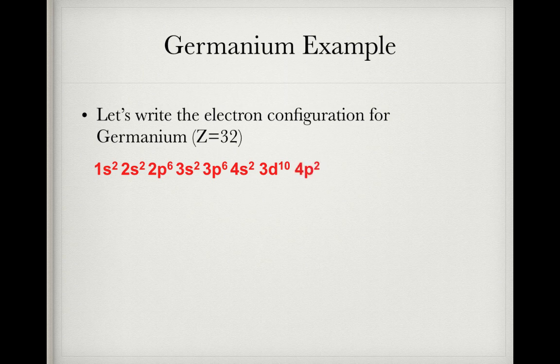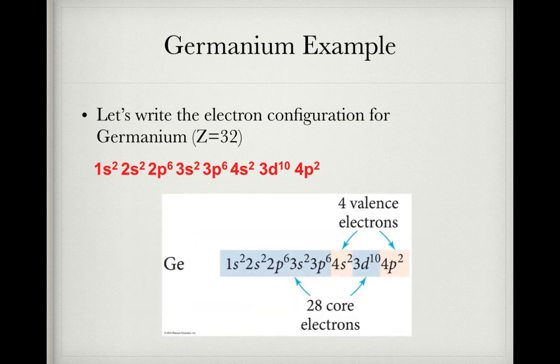If we look at the number of valence and core electrons, we see something we may not necessarily expect. We've got our core electrons here, 28 of them. Notice that we include the 3d10 as part of our core electrons, because it has an n equal to 3. When we're looking at valence electrons, we look at the highest n level. The highest n level here is n equal to 4, so only these are my valence electrons. I've got 2 in the 4s, 2 in the 4p, so germanium has only 4 valence electrons.